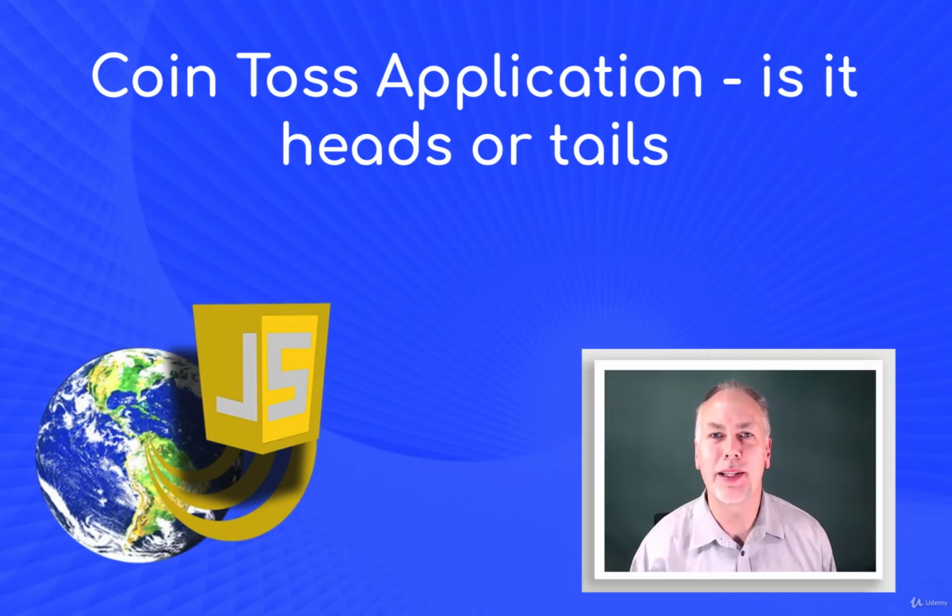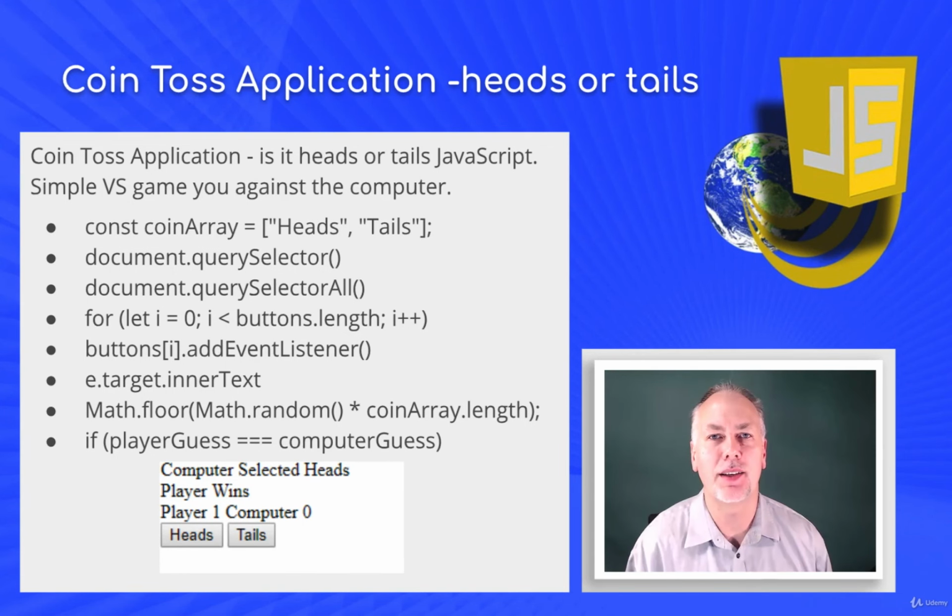Hey, and welcome. This one is going to be more of a game where we're going to be having a simulated coin toss. So is it heads, is it tails? And we know with the coin, there's only two options. There's either heads or tails. So we're going to be using math random in order to randomize this and return back a result.